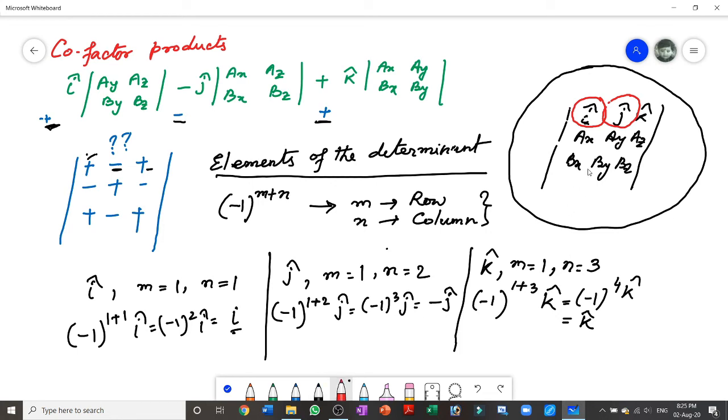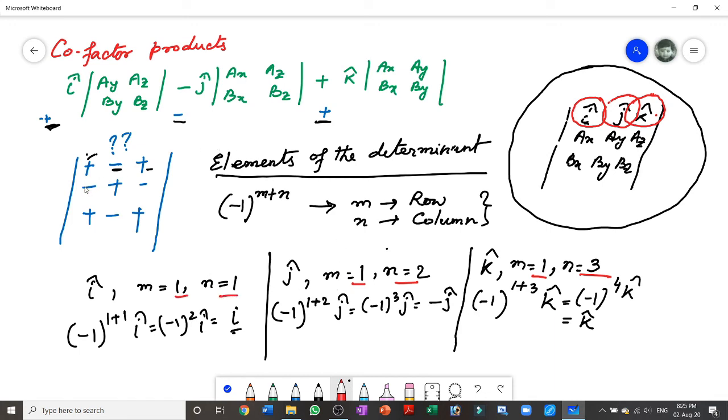For k cap, you can also find its position here. It is first row, third column. For this, it is first row, second column, and for this it is first row, first column. So that's the reason.